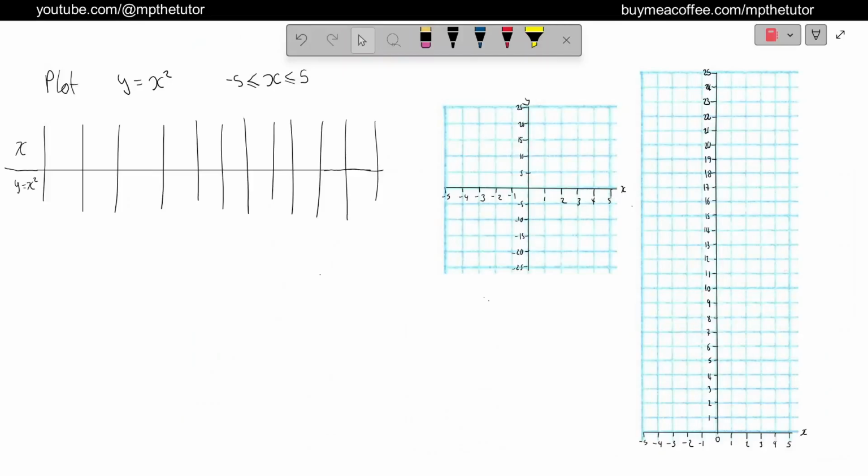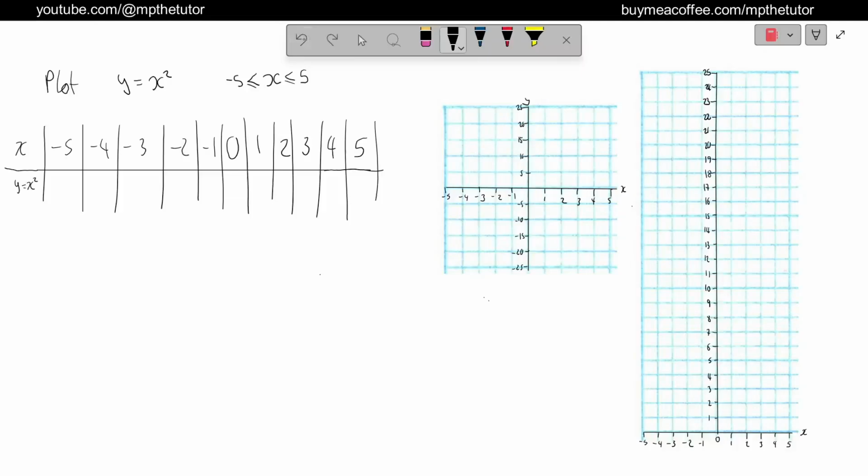So let's have a little look at this next one, where we have to plot y equals x squared between -5 and 5. Here we are actually going to plot it, not sketch it. I don't think I've ever seen this come up in A level, but something similar has come up at GCSE. Between -5 and 5, I'm going to go -5, -4, -3, -2, -1, 0, 1, 2, 3, 4, and 5. So we might as well start at 0.